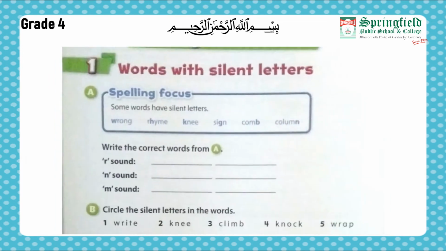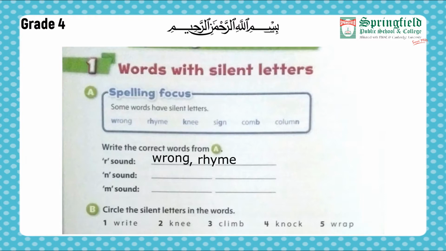Right? So now over here, write the correct words from A. R sound. In which word is the R sound coming? The first word, wrong. You hear the sound R here? So you are going to write down wrong over here. And where else can you hear the sound R? Rhyme. You are going to write down rhyme here as well. Now N sound.